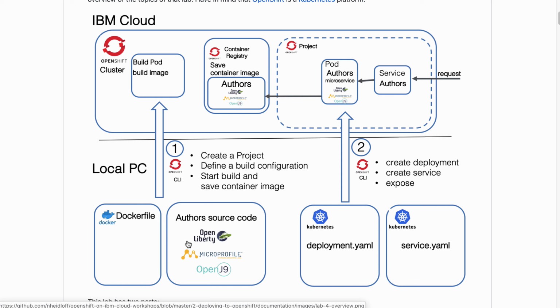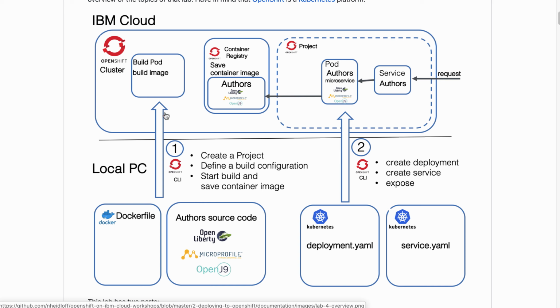The way this works is that we have all the source code available here locally on our desktop. And that includes the Java implementation using OpenLiberty, MicroProfile, and OpenJ9. We also have a Dockerfile to build this image, but the image is not built on the desktop, it's actually built in the cloud on OpenShift.